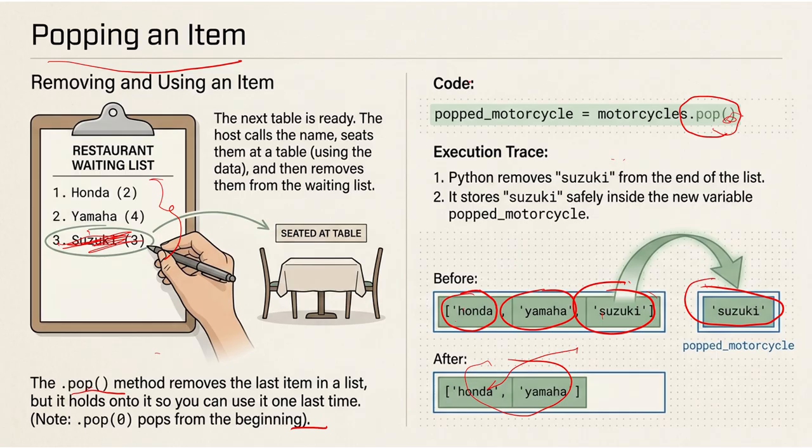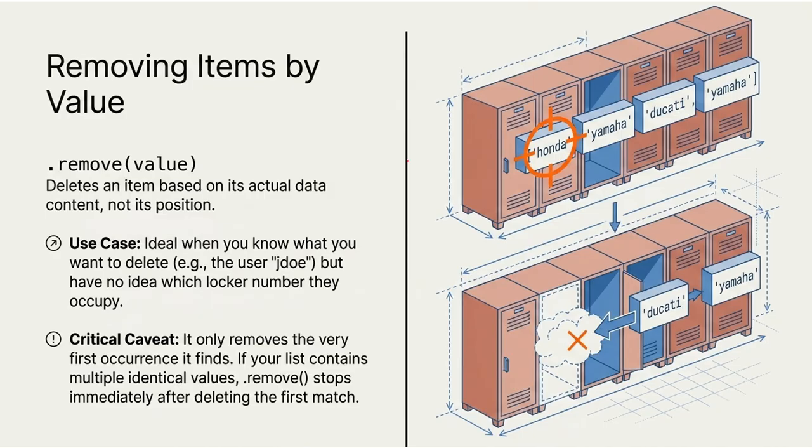So in simple terms, if you type b is equal to a dot pop of 0, it will remove the first item from the list and store it in this b variable. That's what pop is doing. Now let's move on to the next slide, which is the remove method.